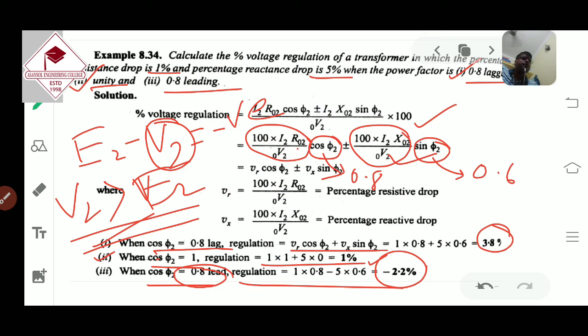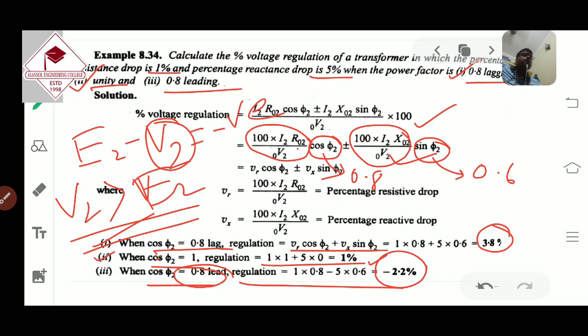Hope it is clear. So this numerical is a very good example. From this numerical we can understand that if you load the transformer with a resistive load, the voltage regulation will be positive. That means after loading, the terminal voltage is decreasing.